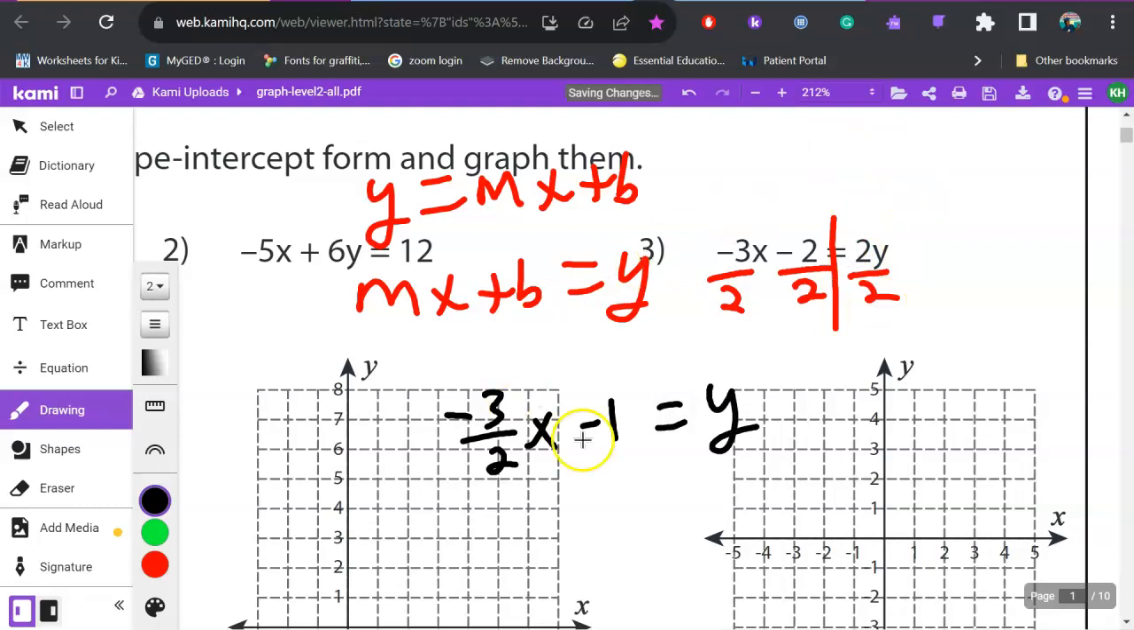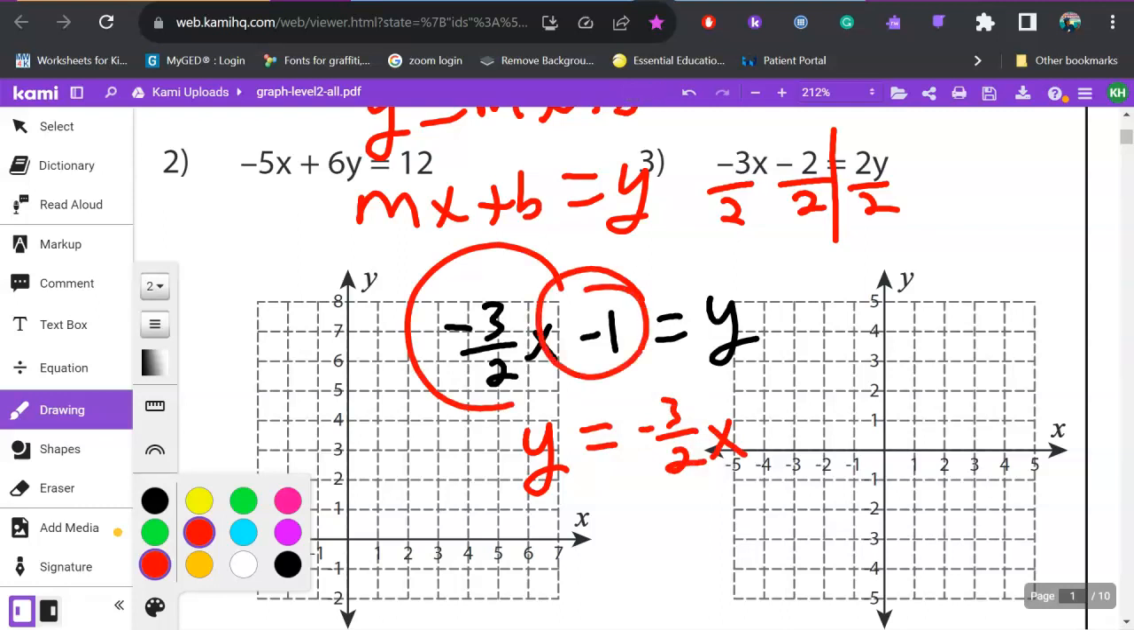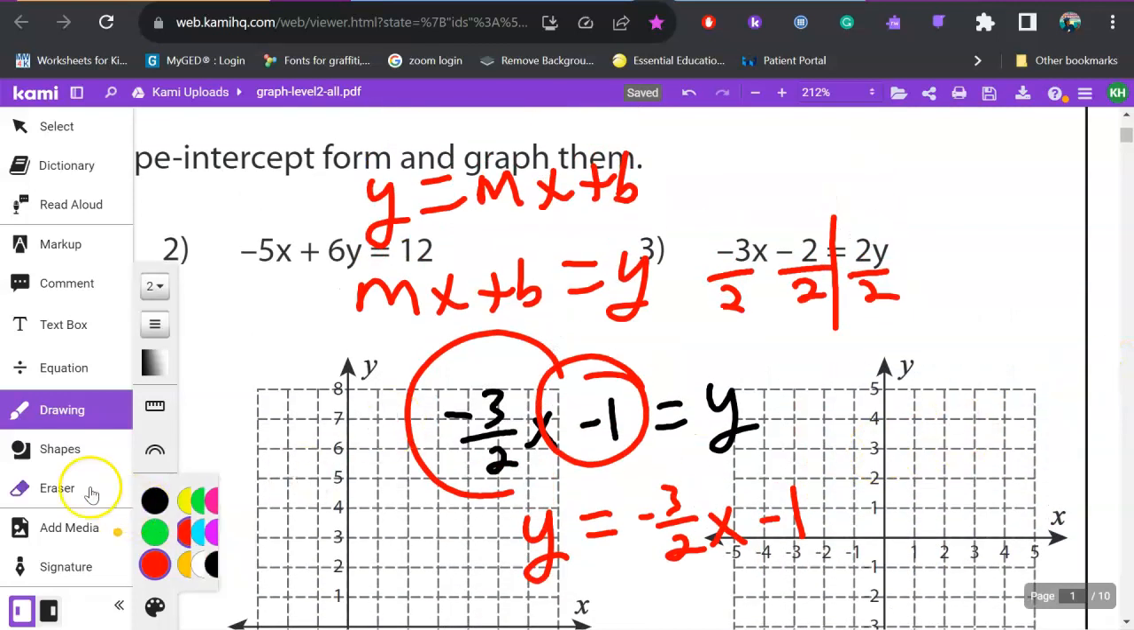Now, it looks backwards, I know. But it is okay now to put the y first. So I'll just rearrange it, putting y on the left side of the street, my mx number, negative 3 over 2, and my b number, which is negative 1. So all I did was rearrange it so it looks easier to graph. So that's what I'm going to graph now, right?